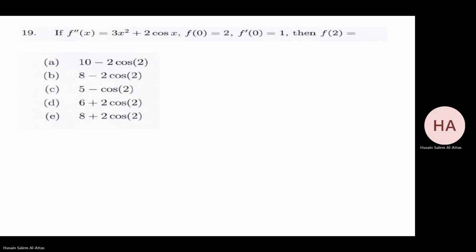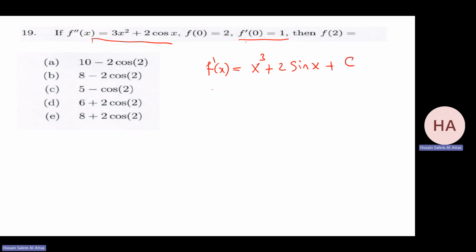Okay. If I have f double prime, and I'm looking for f at 2, I need to find f of x. F prime of x will be what? x cubed plus 2 sin x plus c. Differentiate, I have 3x squared plus 2 cosine x. Okay, f prime at 0 equals 1. So I will use this. I'm getting c, which is 1. So my f prime is x cubed plus 2 sin x plus 1.